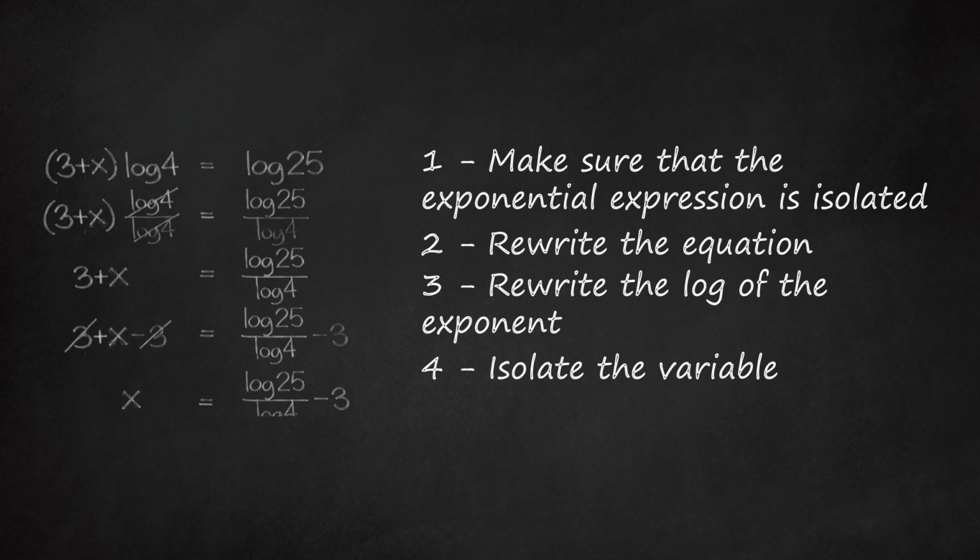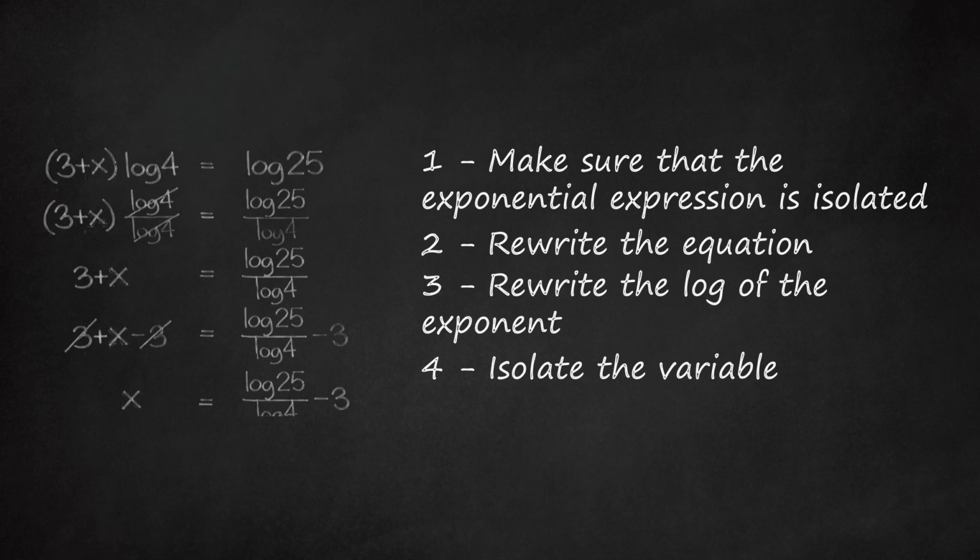For example, to isolate the x in (3+x) log 4 = log 25, you first need to divide each side of the equation by log 4, then subtract 3 from both sides.